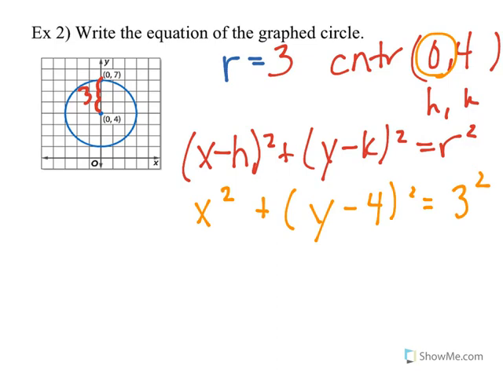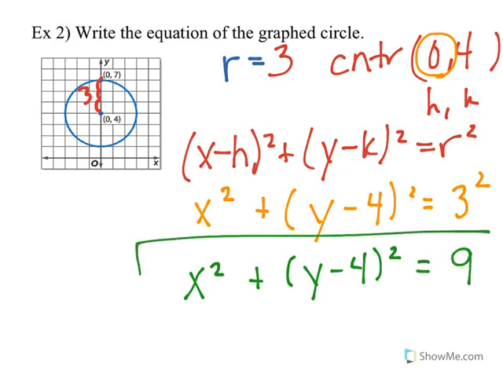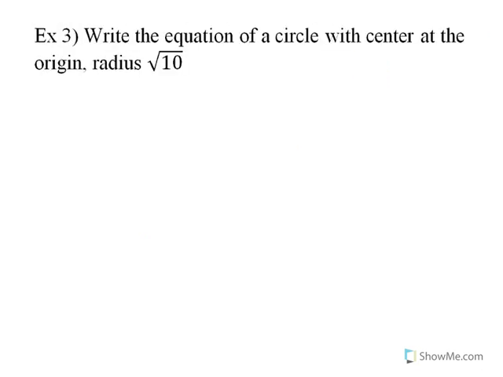And I'll just finish it off, clean up anything I can, and I'll leave it as x squared plus parentheses (y - 4) squared equals 9. If you had (x - 0) squared, I wouldn't necessarily mark that wrong, but x squared is just simpler. Okay, so you're really just plugging in.